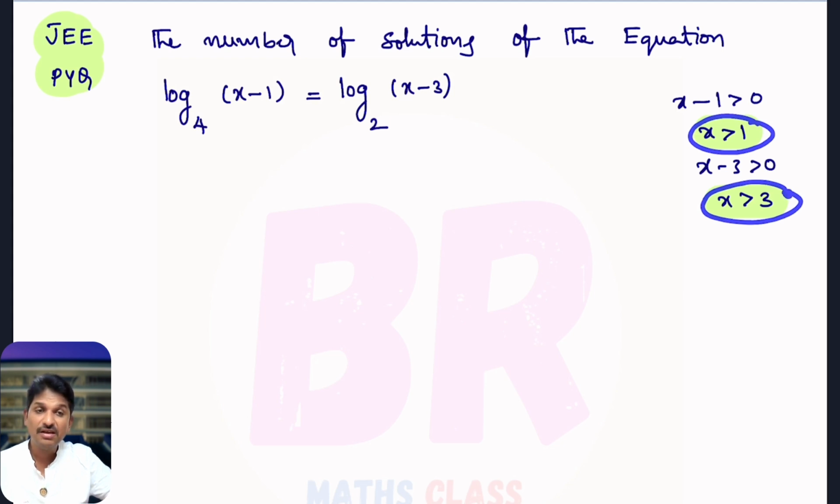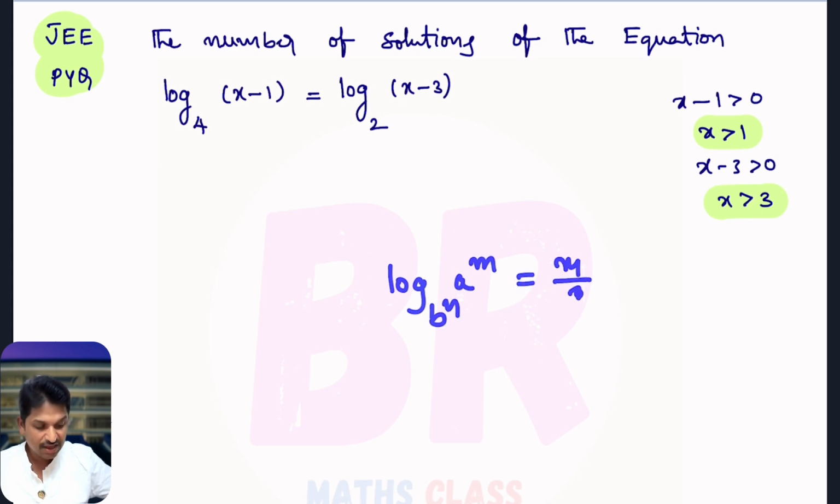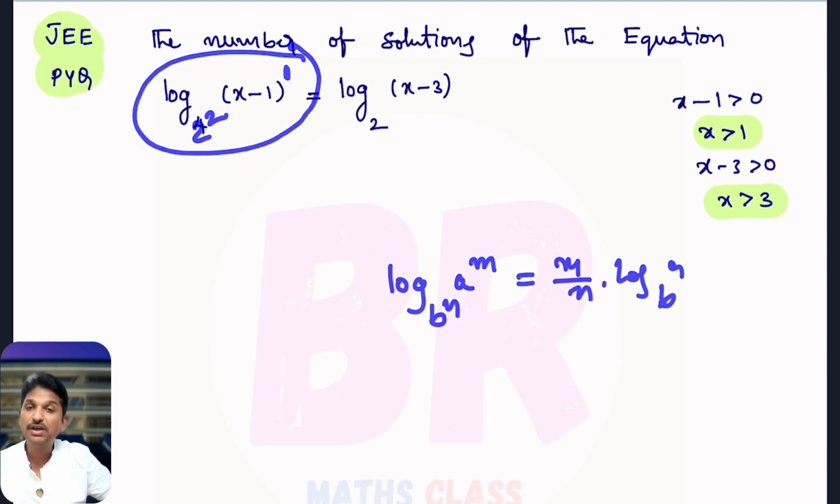If I take any value greater than 3, then this is also positive, this is also positive. If I take x value 2, then this is negative. So just keep these points in your mind before solving the equation. You see here, this 4 is there. Now 4 can be written as 2 square. You know this property, logarithm of a power m base b power n equal to m by n into log a base b. Here (x minus 1) whole power 1, this 4 can be written as 2 square. So what this will become? 1 by 2 into logarithm of x minus 1 base 2.